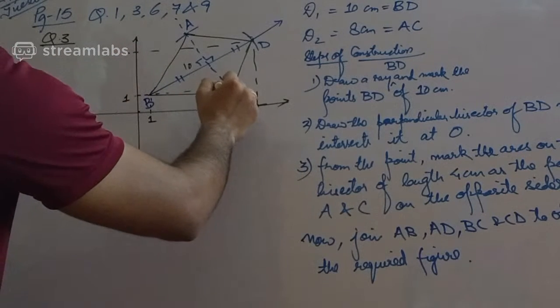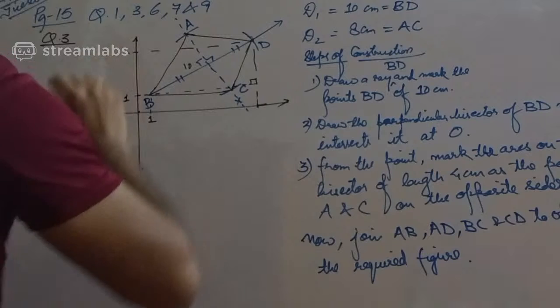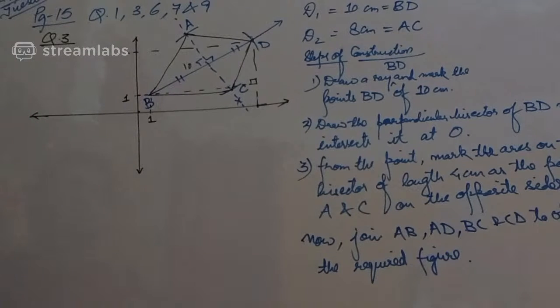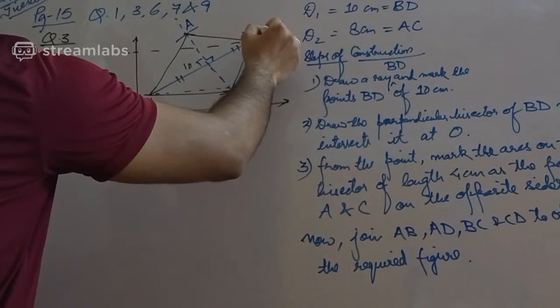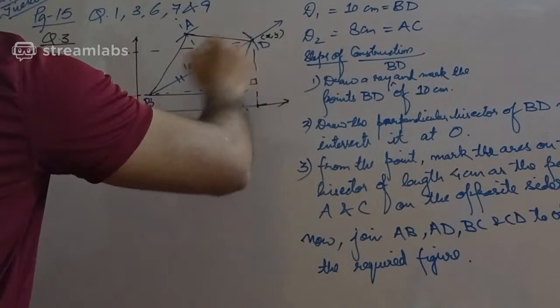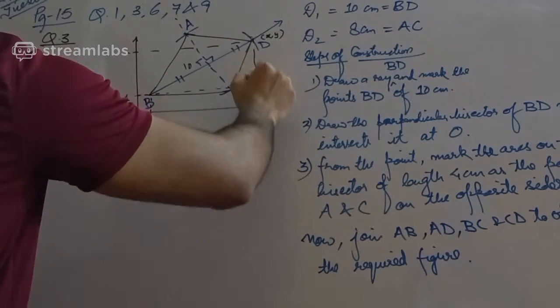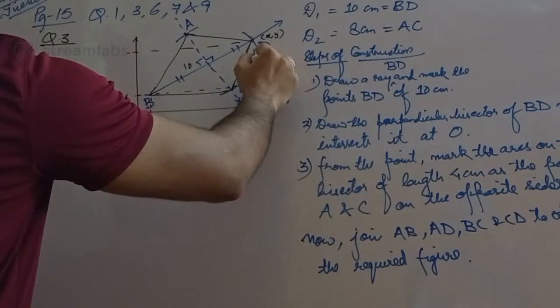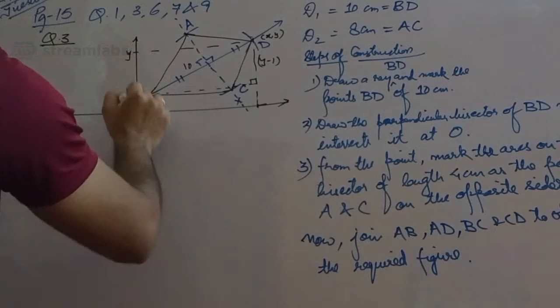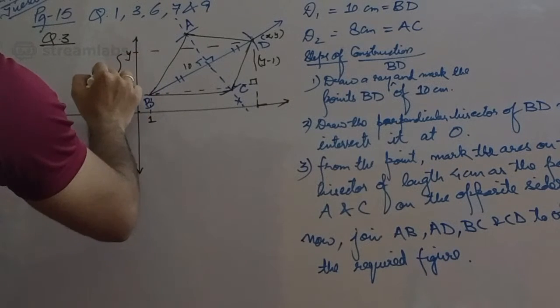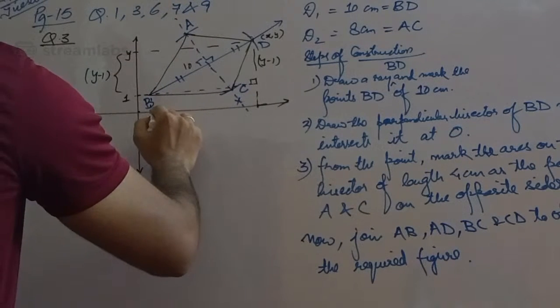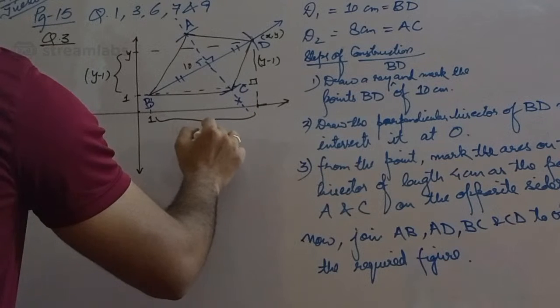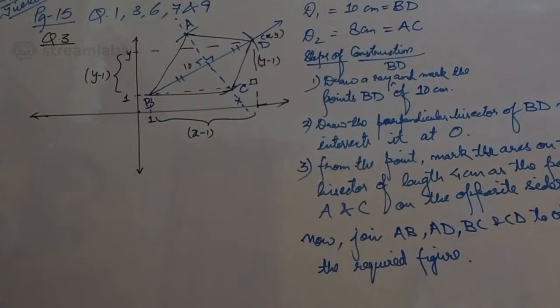So if we form a right angle triangle, then what can you say about this? If this point is x comma y, then this length is 10. How much would this length be? This would be y minus 1. Hope you're getting it. If this is y, then this length would come y minus 1, and similarly this length would come x minus 1. Hope you're getting it. Right?